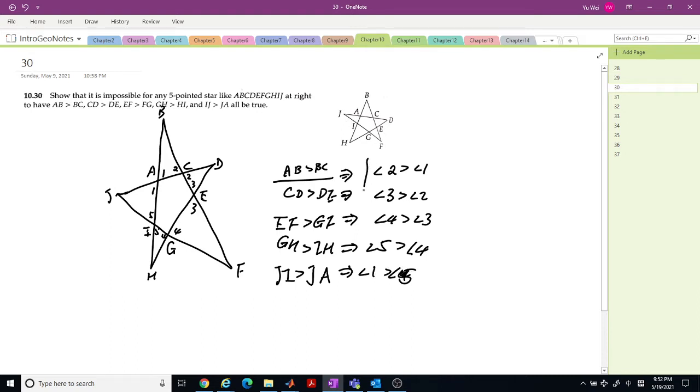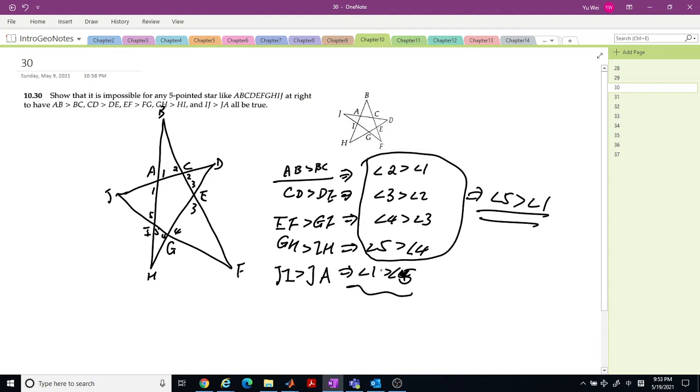So from this one, you can see 5 greater than 4, 4 greater than 3, 3 greater than 2, 2 greater than 1. So we have 5 greater than 1. But from the last one, 1 is greater than 5. So that's why it is impossible.